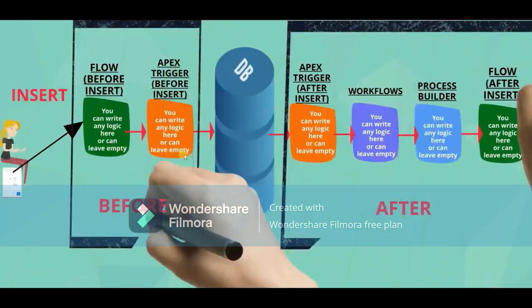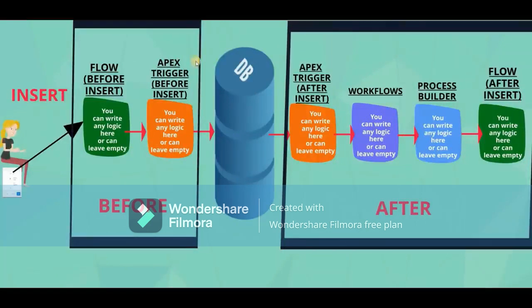Let's see that. As the name suggests, the things that happen before the record is inserted come under before events. Here, flow before insert will come under the before event, and the Apex trigger before insert will also come under the before event. These other things will come under after events.